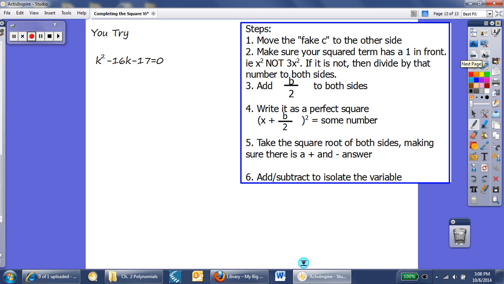Okay, here's a you try for you guys to do. If the last example went too fast, go back, watch it one more time, follow steps 1 through 6, and go ahead and try to solve this on your own.